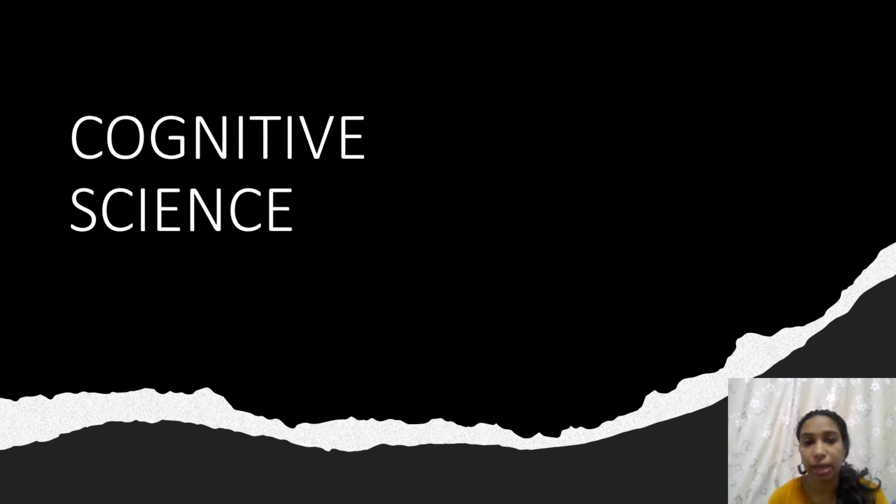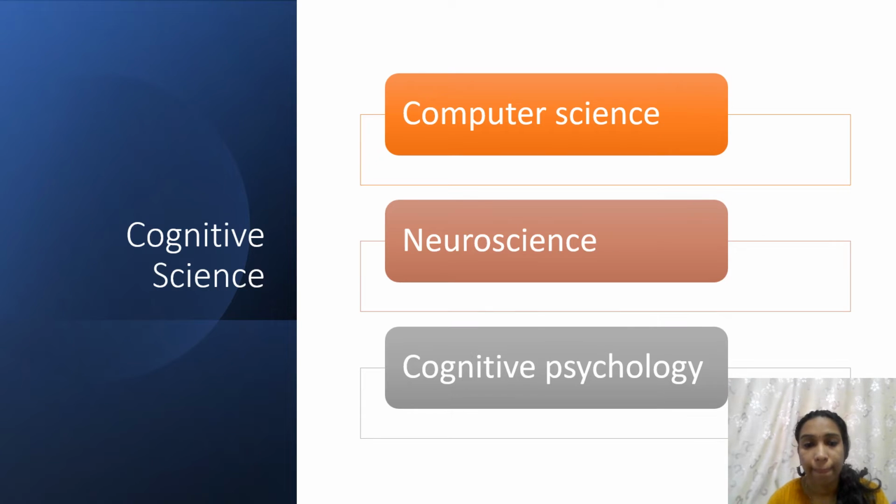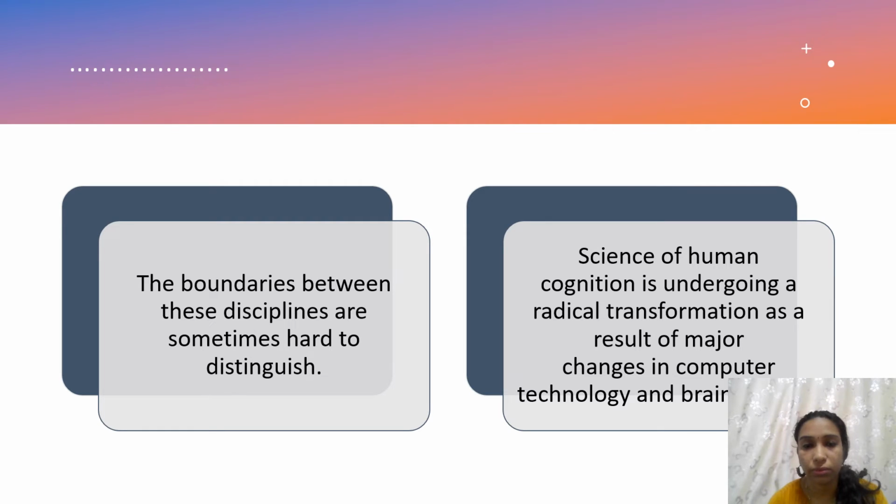Next, we are discussing cognitive science. Cognitive science is the convergence of these three areas: computer science, neuroscience and cognitive psychology. The boundaries between these disciplines are sometimes hard to distinguish. We discussed three disciplines, but the boundaries between them are sometimes very hard to distinguish.